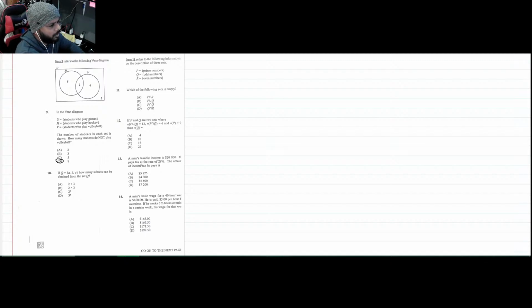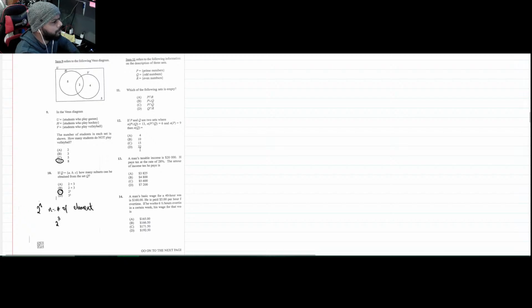If Q is equal to {A, B, C}, how many subsets can be obtained from the set Q? The number of subsets will be 2 to the power n, where n is the number of elements. The number of elements here is 3. So 2 to the power 3 will give me the subsets. So the answer is C.